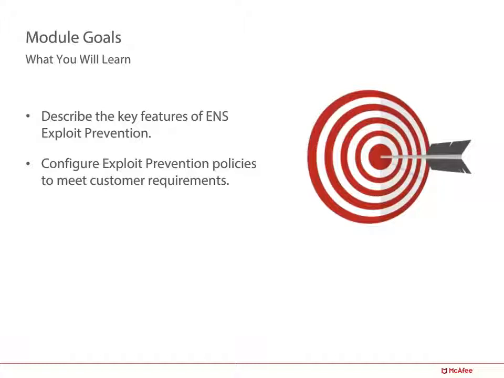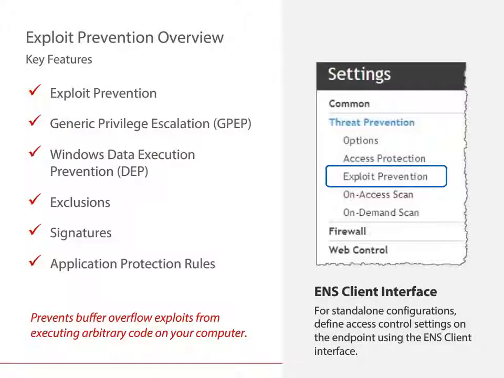What we will learn in this module is how to describe the key features of the ENS exploit prevention and how to configure the exploit prevention policies to meet your customer needs and requirements. For the centralized management platform, exploit prevention is also configured from ePO in your policy catalog. We can also access the standalone configuration, where I can configure the settings and access control settings of the endpoint client within its interface.